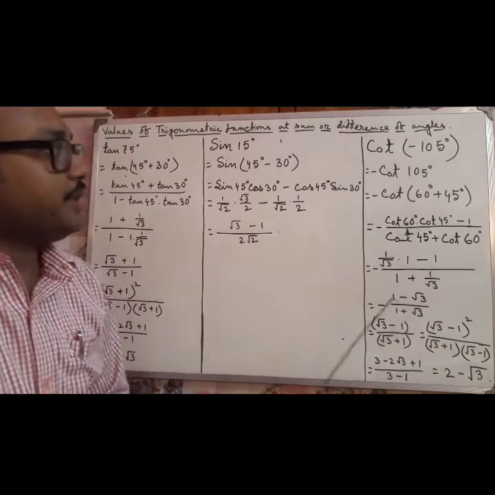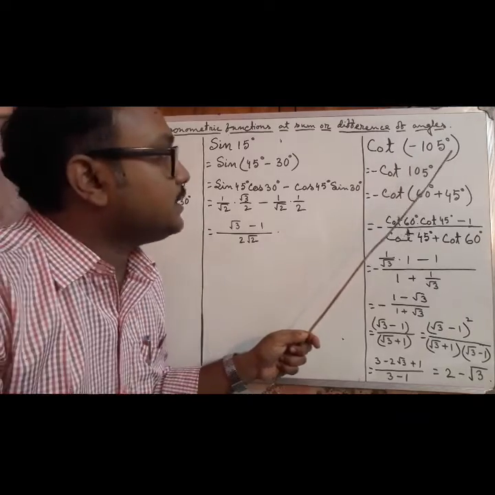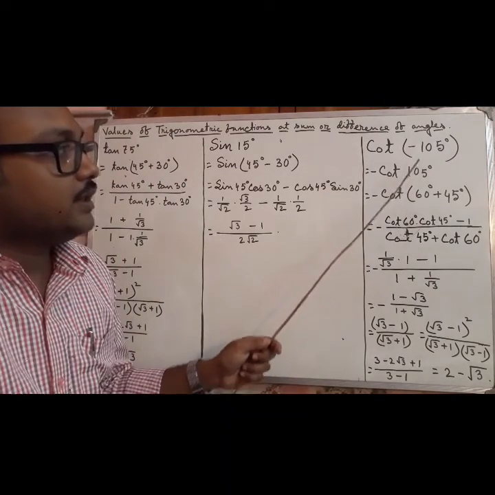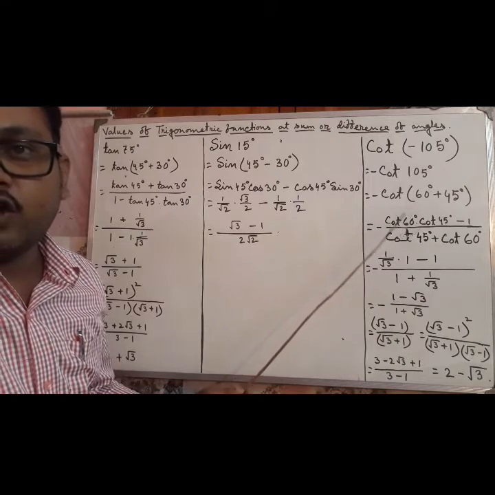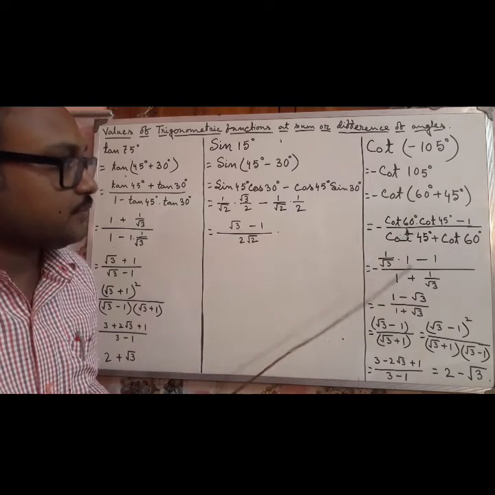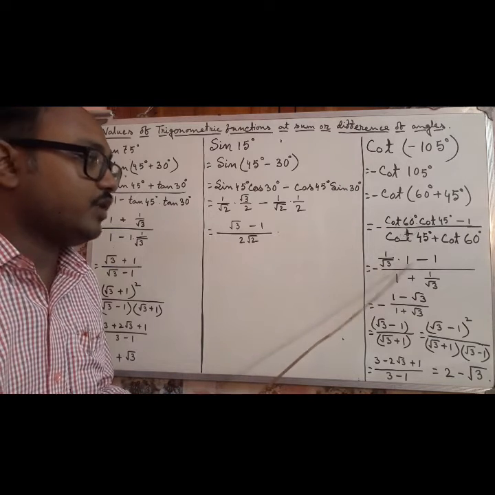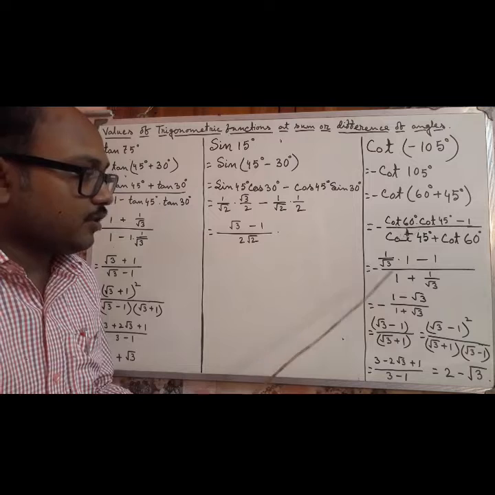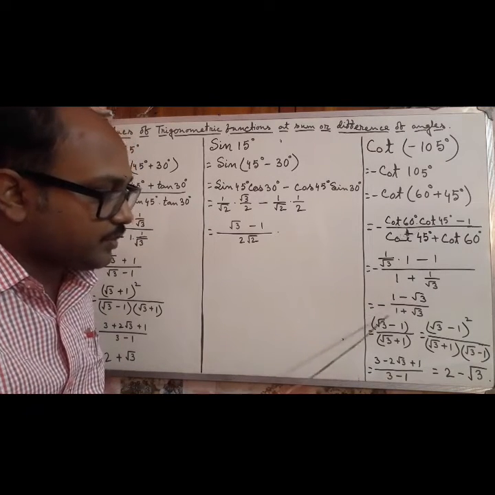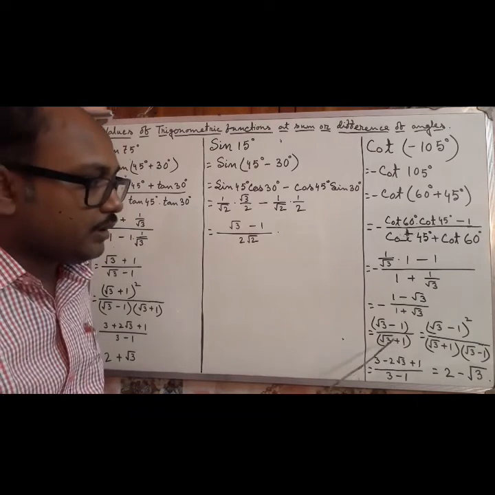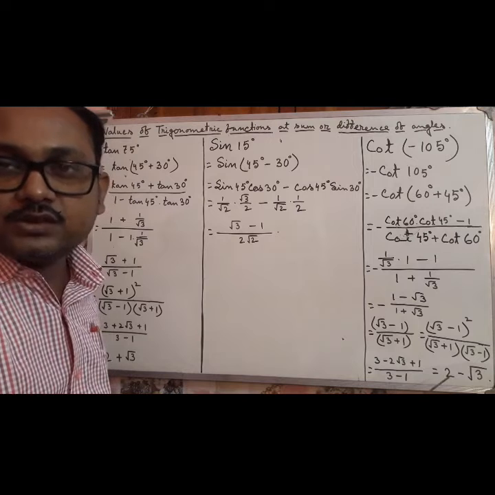And the last example, cot minus 105 degree. Cot of minus theta is equal to minus cot theta. Then 105 can be written as 60 plus 45. Cot A plus B is cot A cot B minus 1 by cot B plus cot A. Putting the values, cot 60 is equal to 1 by root 3, cot 45 is 1. We will get this. Then by calculating, after that this minus sign is multiplied with this numerator, it will be root 3 minus 1 by root 3 plus 1. Then by rationalizing the denominator, you will get 2 minus root 3.